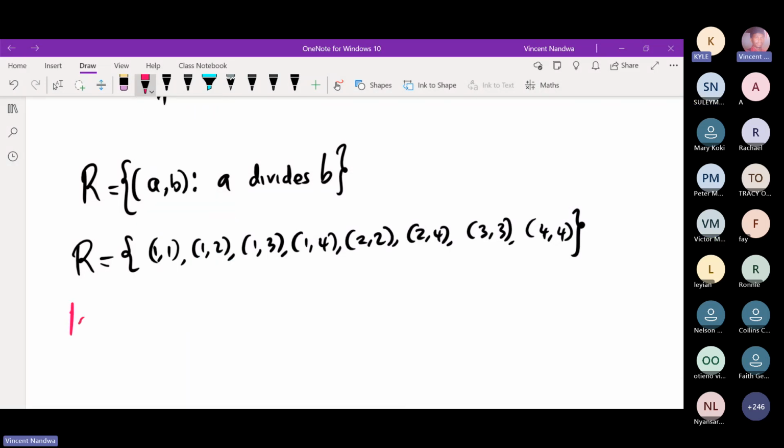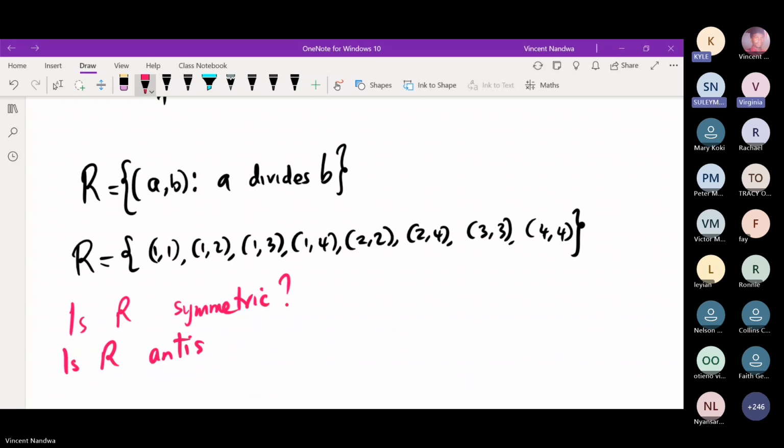Now, I want us to check whether this is symmetric or antisymmetric. So is R symmetric? And is R antisymmetric? Can you check for me whether R is symmetric, and once you have done that, also check whether R is antisymmetric.